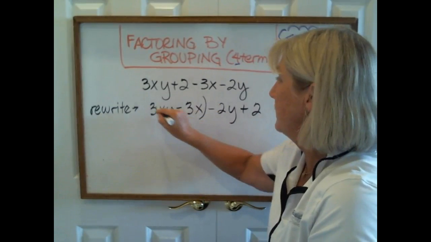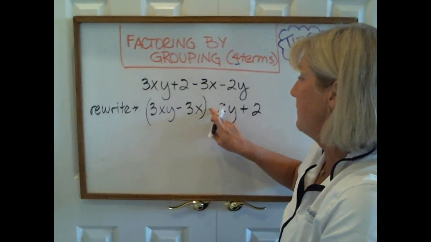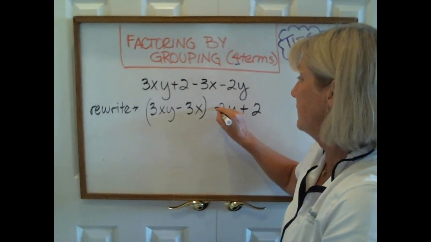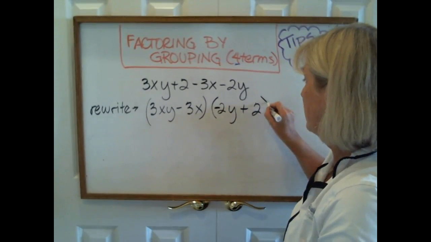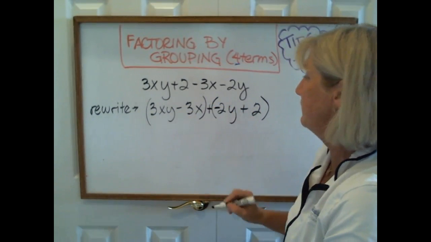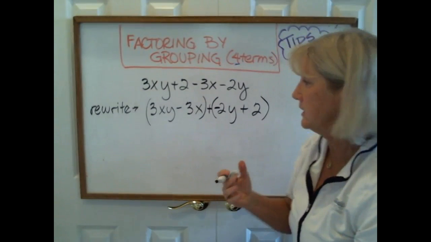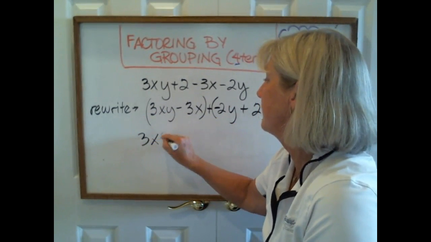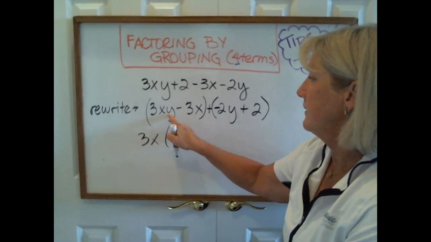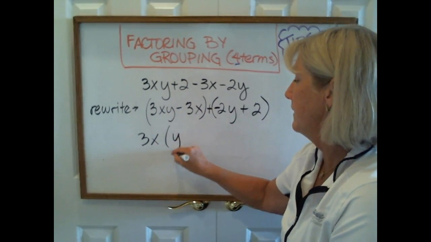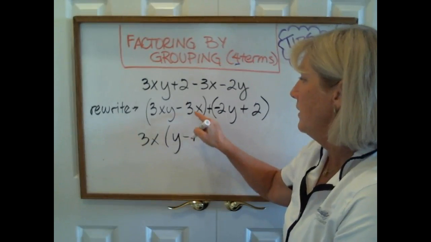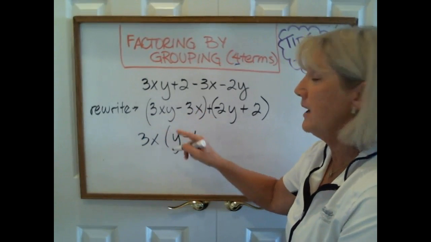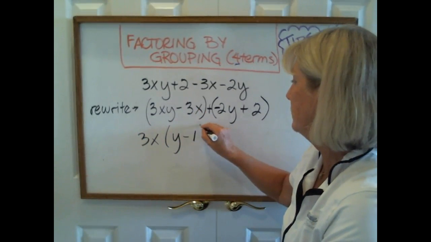So I'm going to group this, and remember what I said about this negative sign. This negative sign needs to go with the 2. So I go like this and always put that plus in between. Otherwise it looks like it's multiplication. So here I can take out a 3x, and what's left is going to be y minus 1. So when the 3x cancels with the 3x, it doesn't just go away, it turns into a 1.